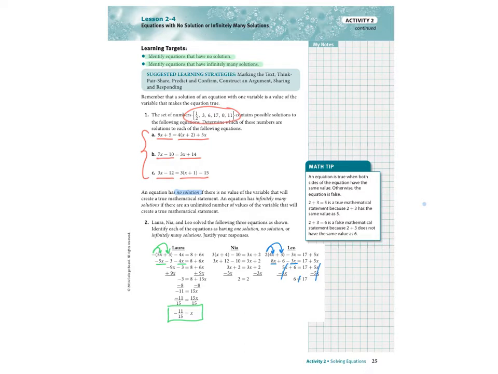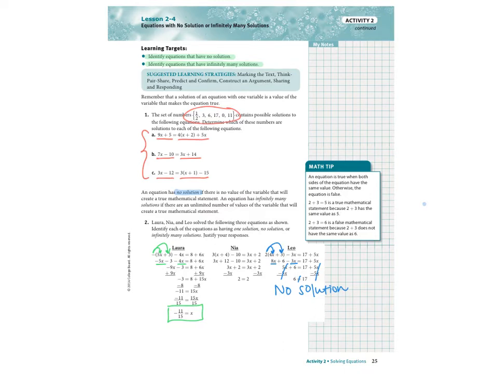Now, in this case, we can't even solve for x at all. It magically disappeared. We now have a false mathematical statement. So what does this mean? This means that we have no solution. So as opposed to Laura's example, she did come up with one solution. Leo solved this mathematical equation and saw there was no solution possible.